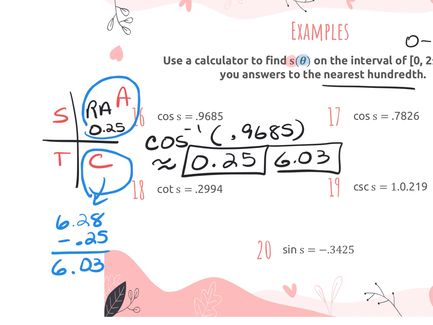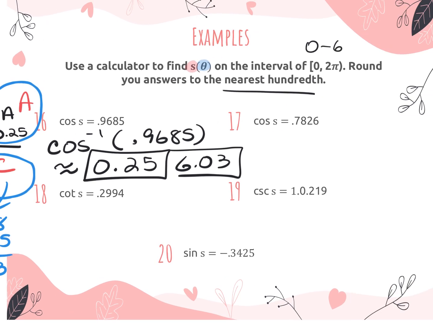So this is about 1/4 of a radian and a little bit over 6 radians, where cosine is going to be equal to 0.9685. So the next one is still cosine.